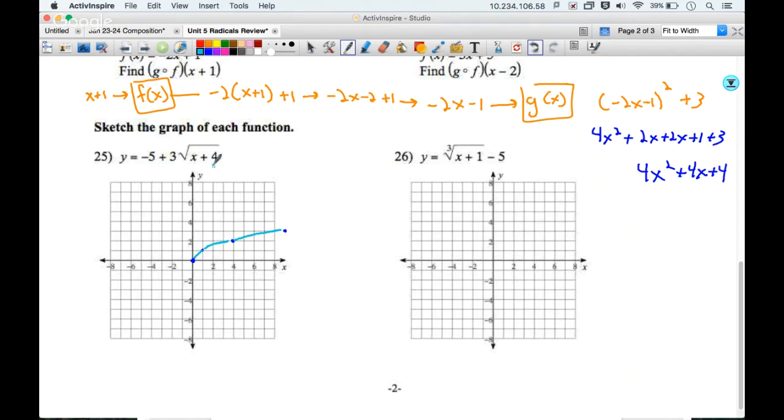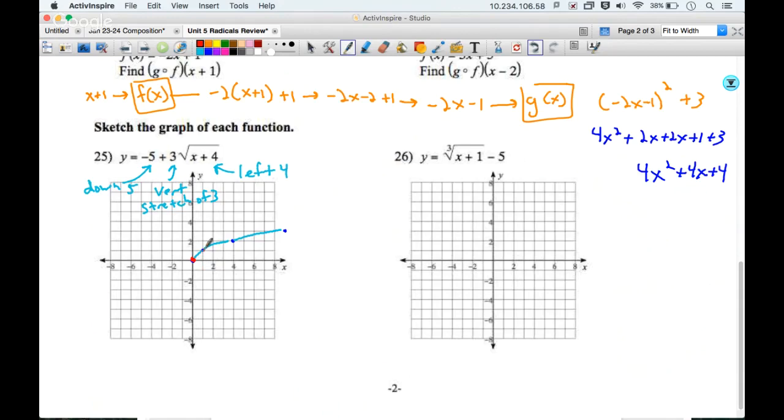The transformations that I see are this plus 4, which is going to move us left 4. This minus 5, even though it's in front, still is functioning as that k value. It's going to move us down 5. And this 3 in front is going to do a vertical stretch of 3. And I got to do the vertical stretch first.